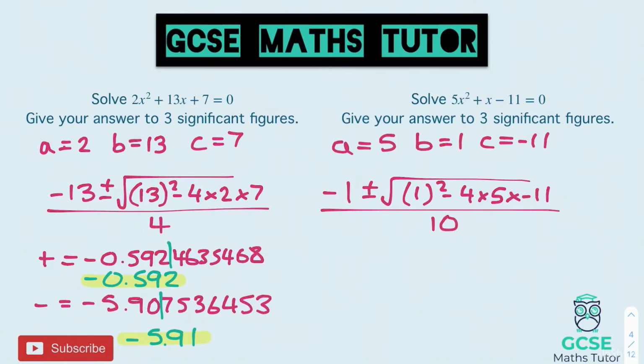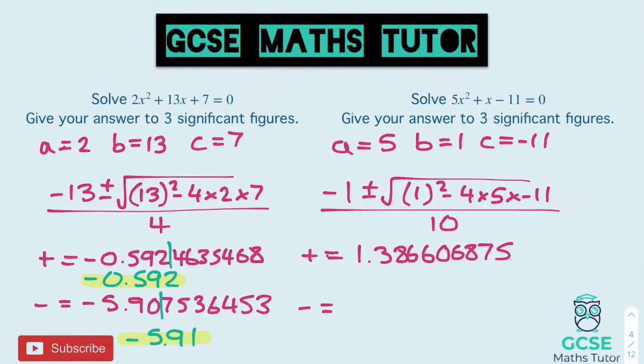And let's plug that into our calculator. So negative 1 plus the square root, and again I'm going to put 1 squared in brackets even though 1 squared is 1, take away 4 times 5 times minus 11, and that's all over 10. Pressing equals, and we get our first answer for our plus version there where we're using the plus sign, 1.3866068875.